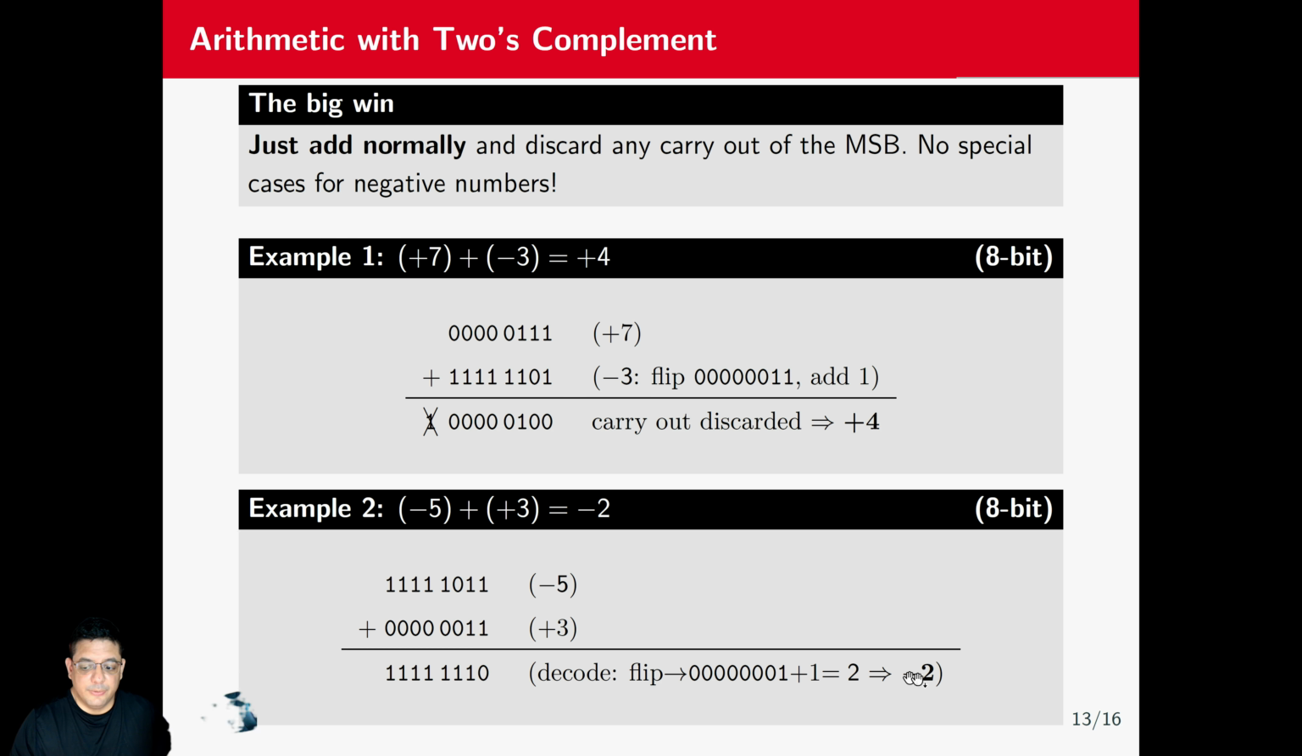So because of the rule, this number is equivalent to minus 2. Notice that we go back to the original representation to be able to understand what number this is, and then we flip the sign so we can know what this is in the signed representation.